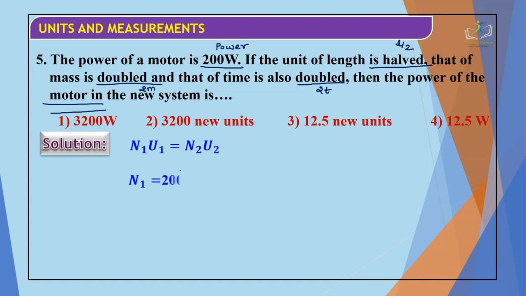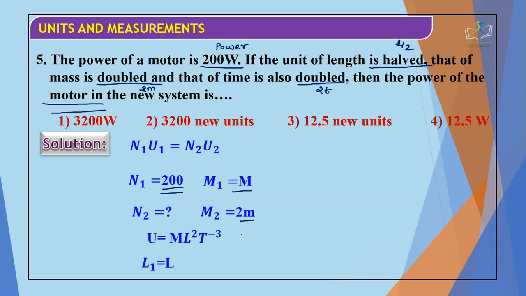N1 U1 is equal to N2 U2. N1 is equal to 200. M1 is equal to M. N2 is what we have to calculate. So we put all these values. As a few terms are already given, U1 is ML2T minus 3, L1 is L and T1 is T, L2 is L by 2 and T2 is 2 times T. So we put all these values together and get 3200 new units.